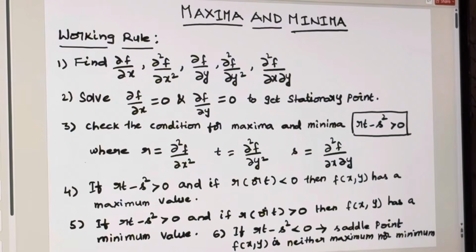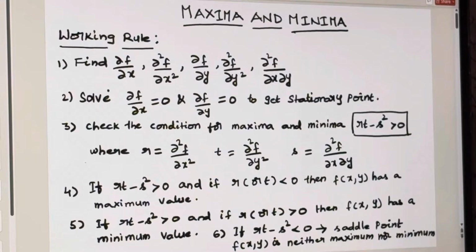Okay? Now whenever RT minus S square is less than 0, then we call the point as saddle point. Saddle point का meaning क्या है? f of xy is neither maximum nor minimum. Examination point of view, you will have to remember these 5 steps.